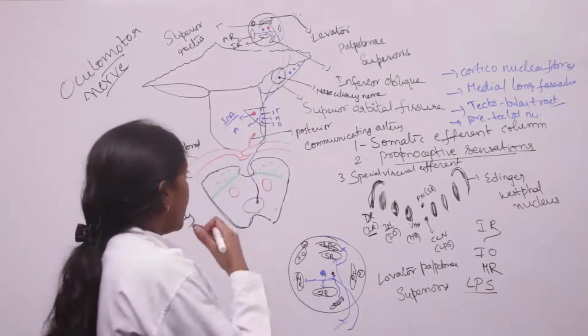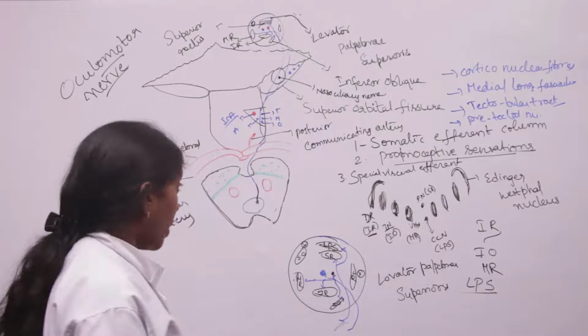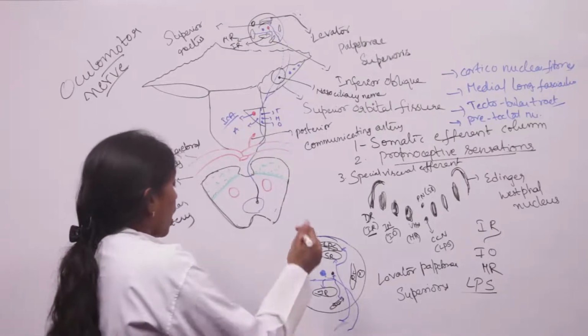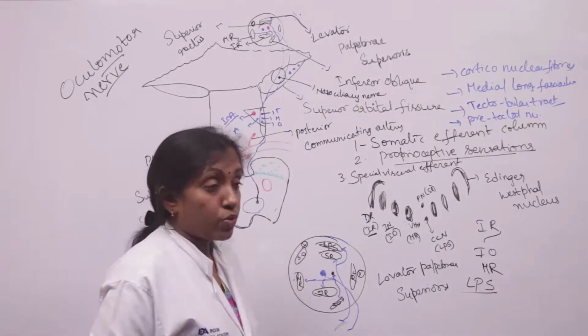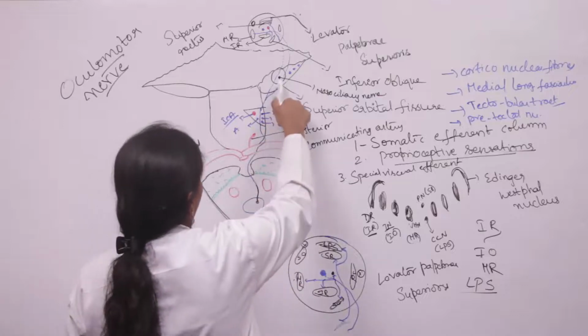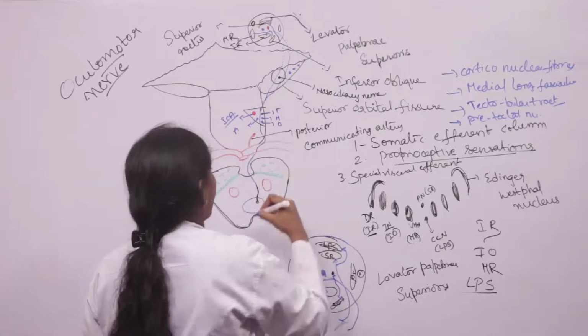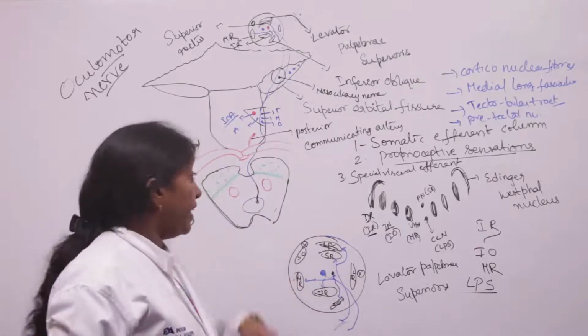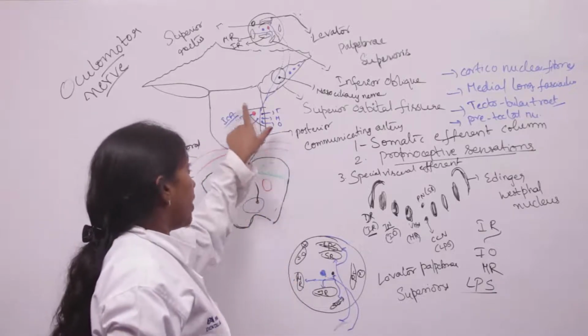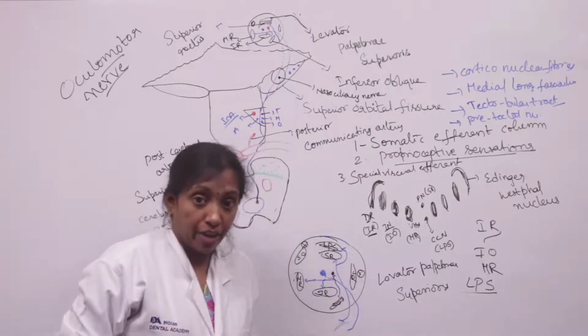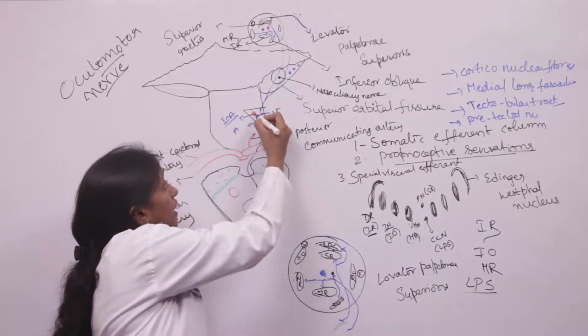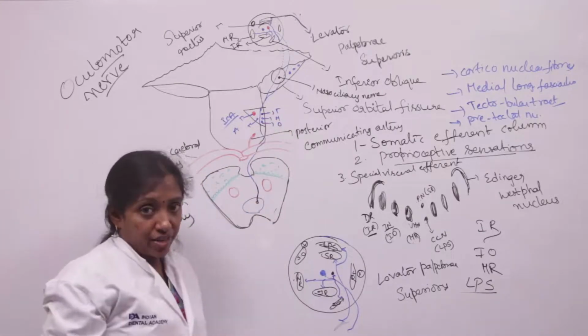Okay, so what are the communications of the oculomotor nerve? It communicates with the nasociliary nerve here, and also with the internal carotid artery. Here we can see the internal carotid artery is present in the cavernous sinus.